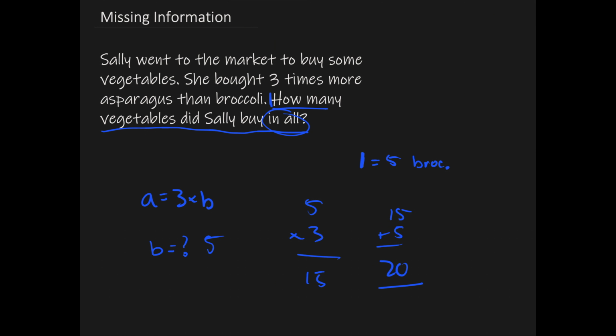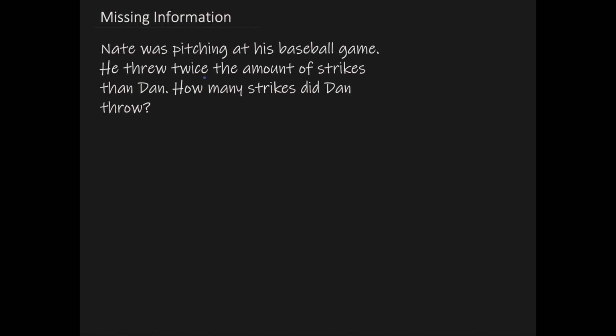Let's do one more to make sure you understand. Nate was pitching at his baseball game. He threw twice the amount of strikes as Dan. How many strikes did Dan throw? So we have to figure out how many strikes Dan threw. Don't worry, I drew a squiggly line there on purpose. We have twice the amount of strikes as Dan.